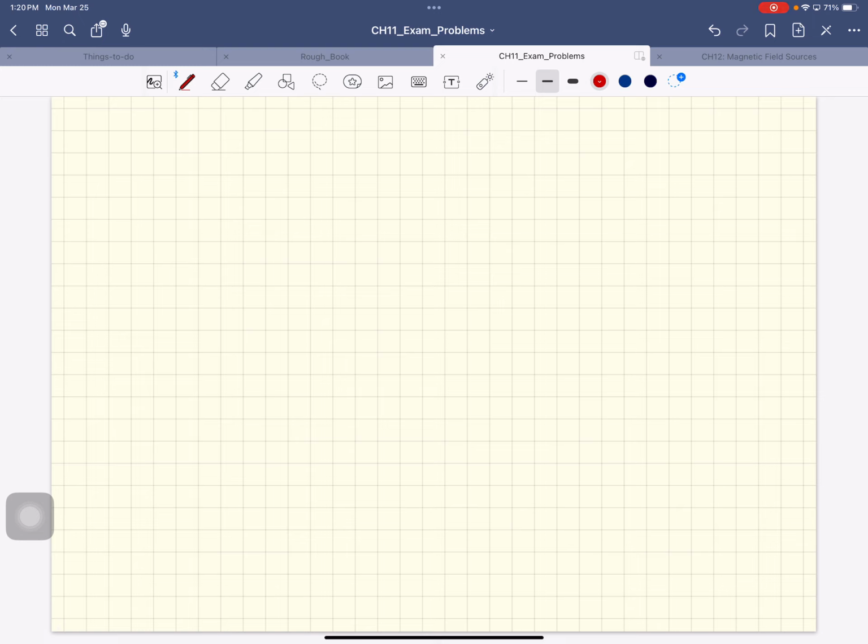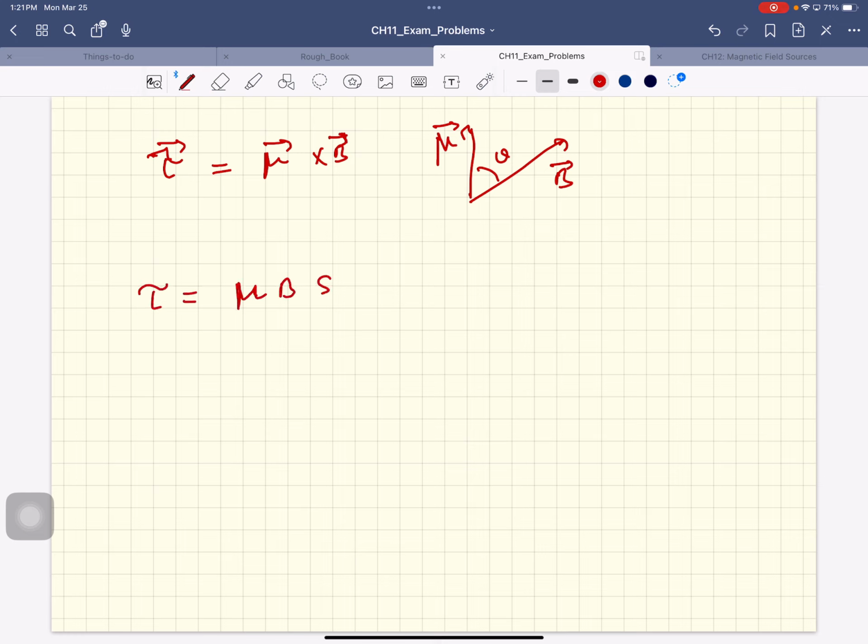So the torque is given by mu cross B. If this is B and that's mu, with angle theta, the magnitude of the torque is mu B sine theta. And max torque would be when sine theta is 1, so mu times B.